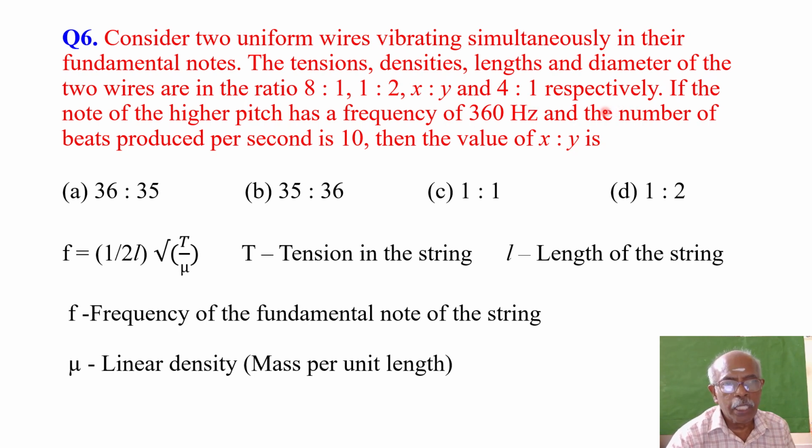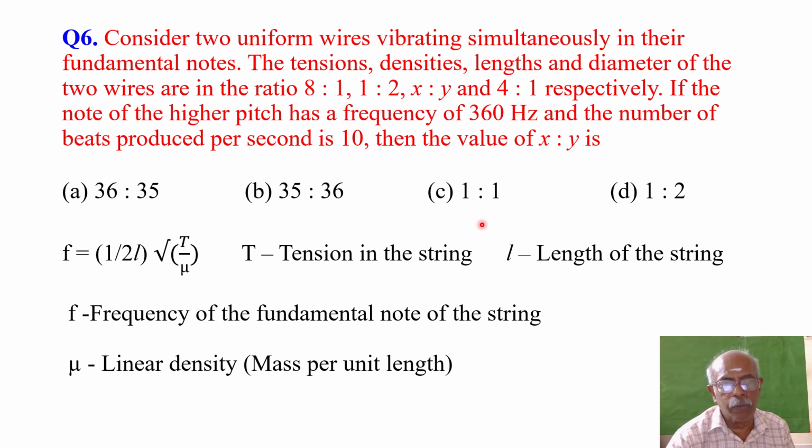It means what? The ratio of tensions 8:1, density 1:2, length x is to y and the ratio of diameter is 1:2. Okay, so if the note of the higher pitch has a frequency of 360 Hz and the number of beats produced per second is 10, then the value of x is to y is how much? X is to y means the ratio of the length of the string.